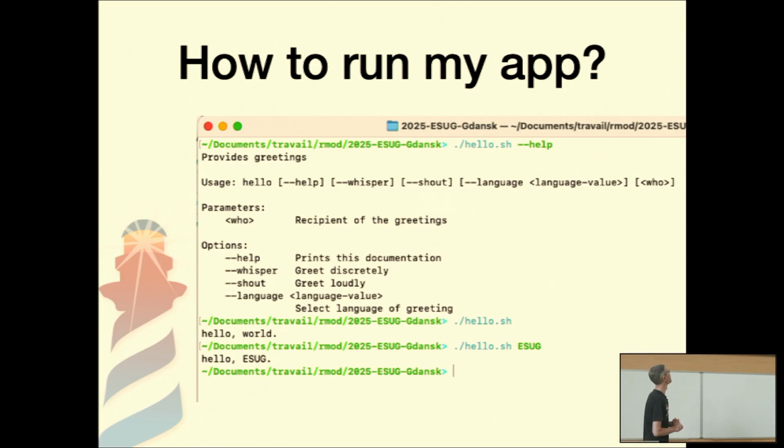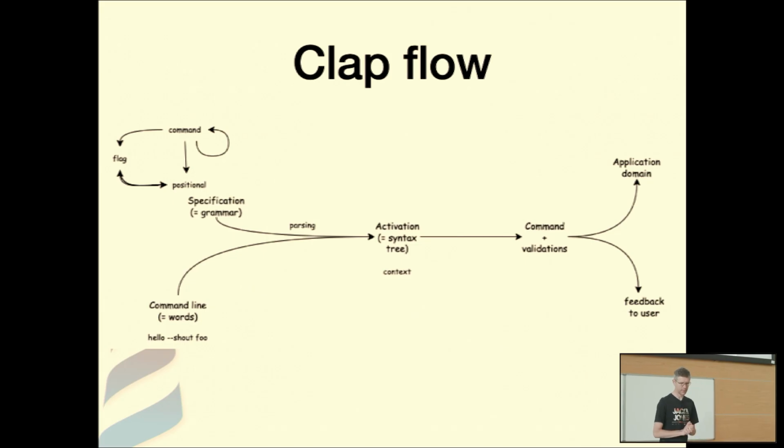Once it is done, you can use it on the command line. For example, you ask for the help because you don't know how to use the command. And by default, it will produce a nice output like that from the description of the command. Then you can call hello without parameters. You will get the default value, hello world. And at the end, you can call hello ESUG. It will output hello ESUG. Okay. It's easy.